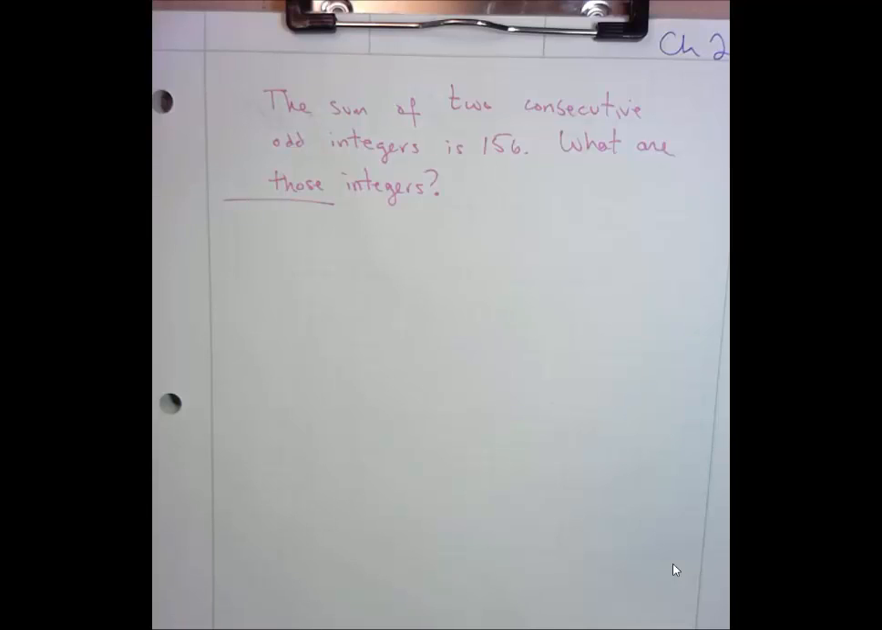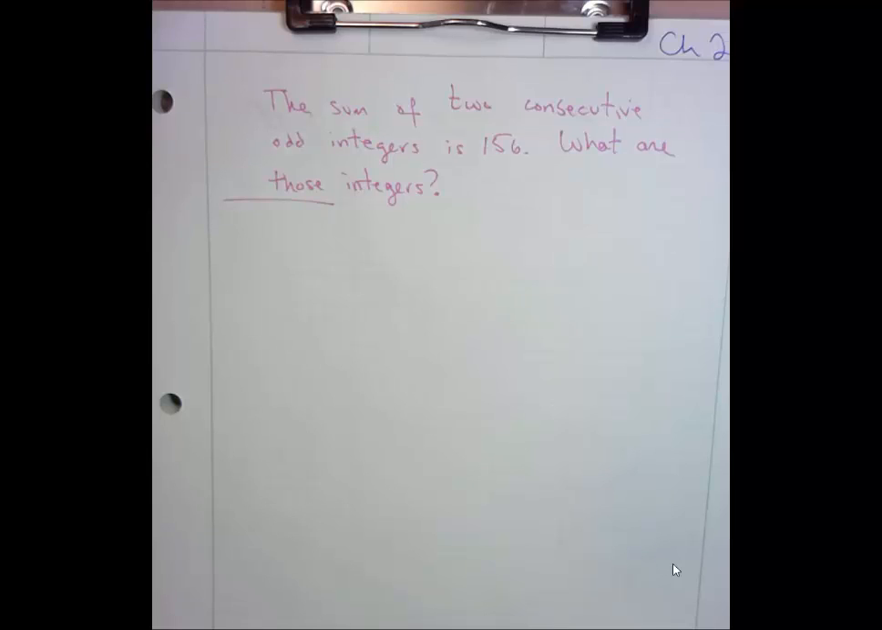So this story tells us that there are two integers. They're both odd. They're right next to each other. There are even numbers in between, but the odd numbers are close. Hopefully you get the idea, like 5 and 7 or 17 and 19. And when we take these two odd integers and add them up, we're going to get 156. Our job is to find out what these integers are.